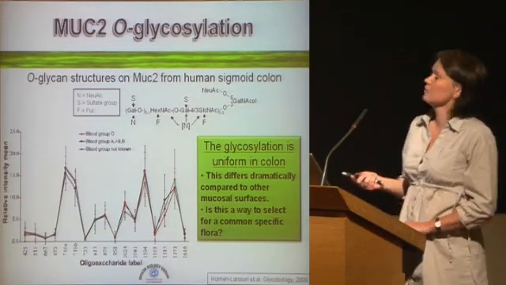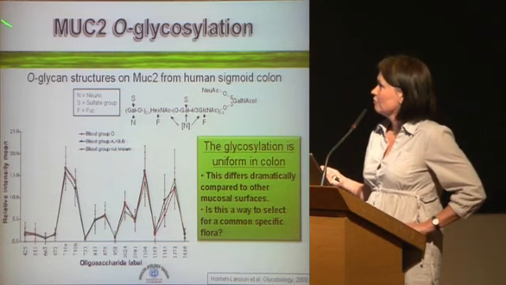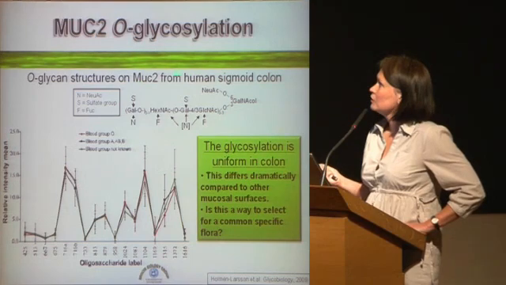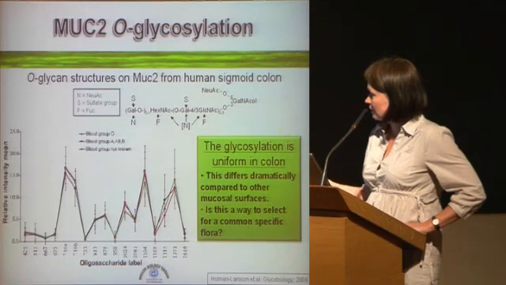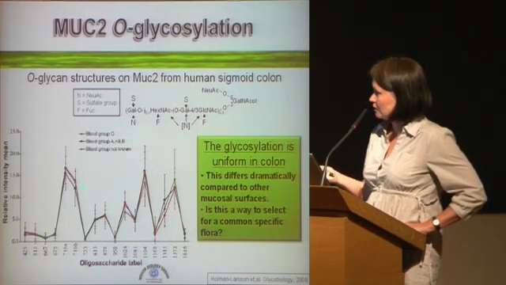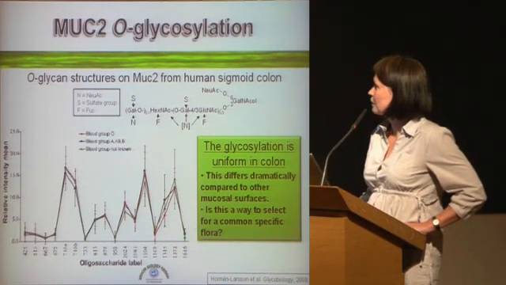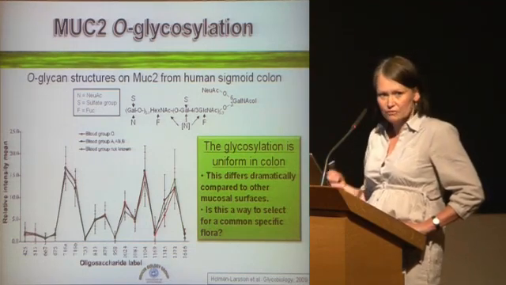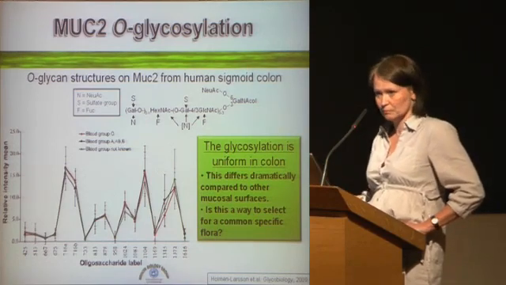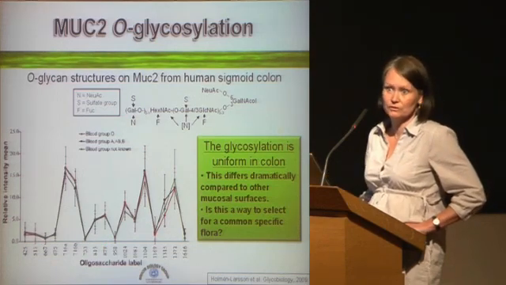Another thing that we have done that is quite interesting is that we have looked at the O-glycosylation pattern of Muc2 in human sigmoid colon. And the striking thing this graph represents is that it is very uniform. You see that there isn't any difference, even though we have patients with different blood groups here. Normally in other epithelium and other tissues, the mucus glycosylation differs with blood group, for instance. But in colon, it seems like it is completely uniform.